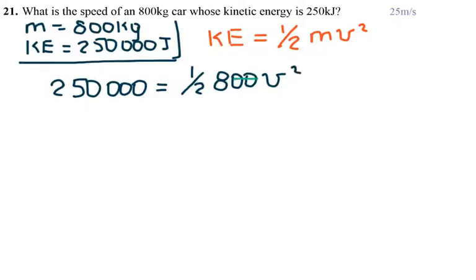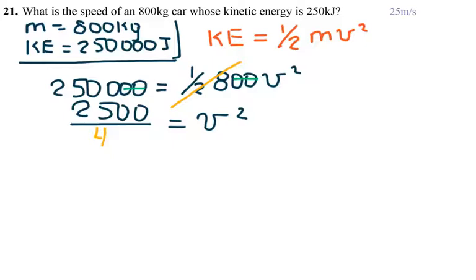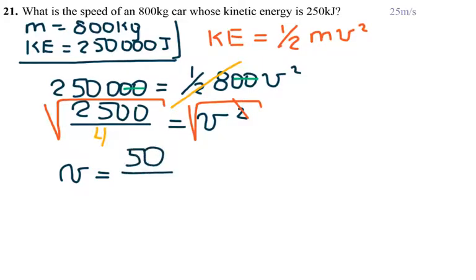I can divide both sides by 100, and also if I divide 8 by 2, 1/2 of 8 is 4. So I can divide by 4 on both sides. Here I still have 2500 equals v squared. Then if I take the square root of both sides, my velocity is equal to the square root of 2500, which is 50, square root of 4 is 2, so the velocity is 25 meters per second.